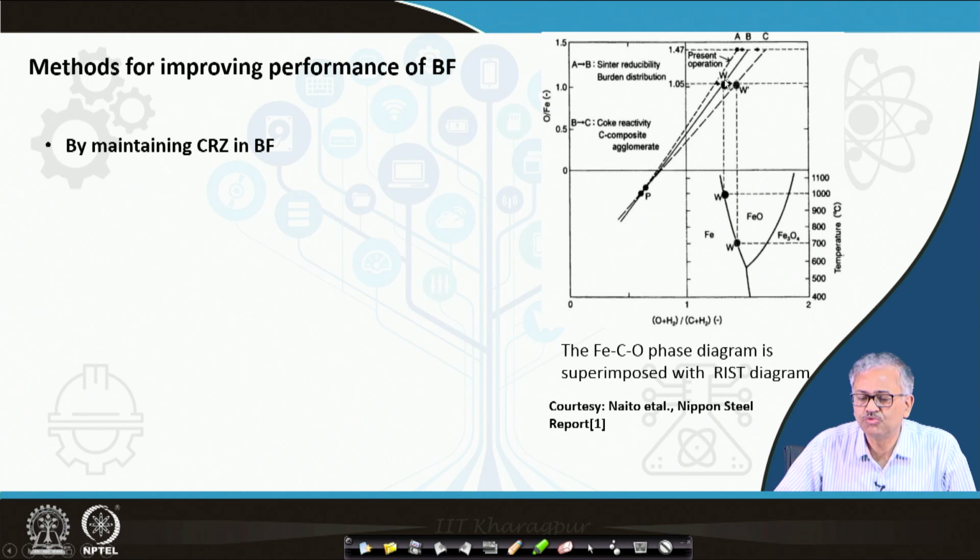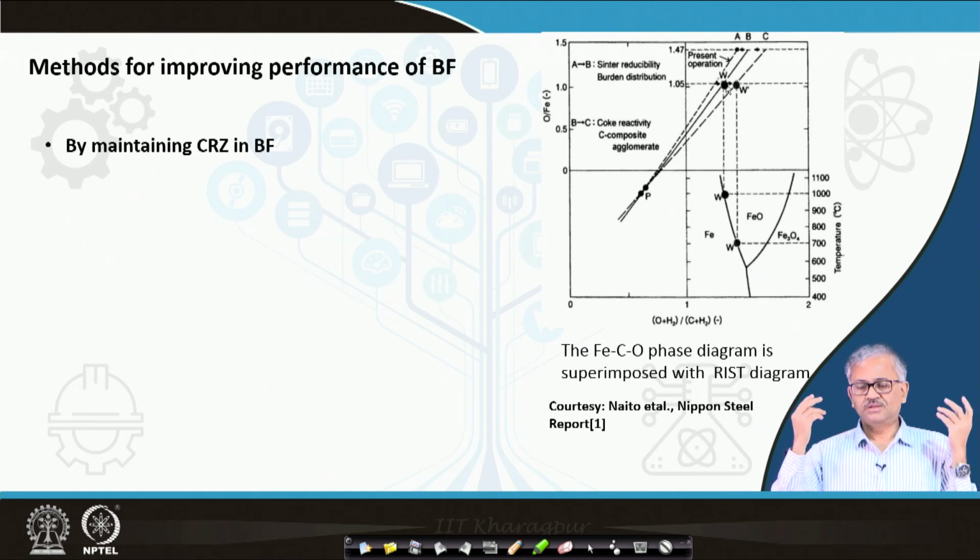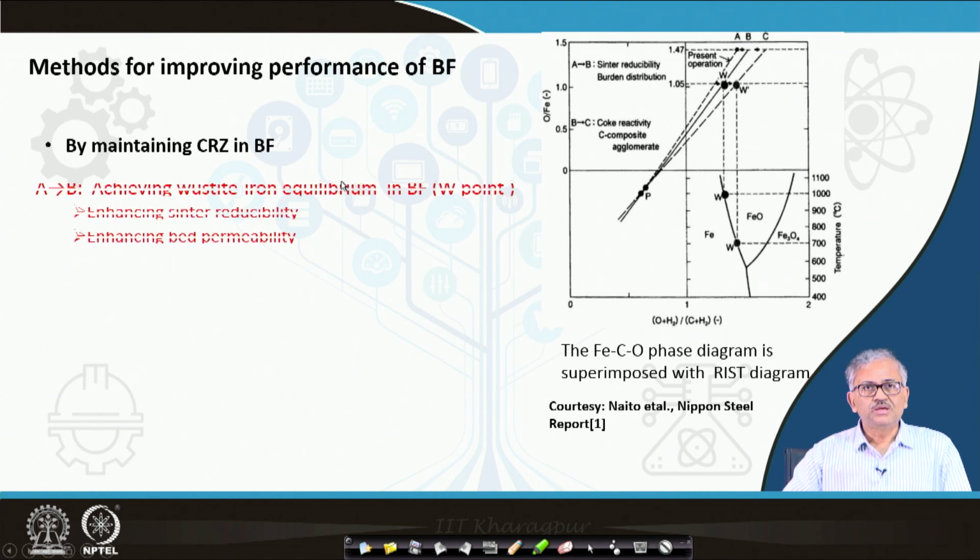So if I can move from A to B, that is, if we can maintain a chemical reserve zone in the blast furnace, then it will be the optimum. Beyond that, we cannot do anything because it is out of our hands. That is how we can achieve the maximum thermodynamic efficiency. So A to B is basically achieving the Wustite-iron equilibrium in the blast furnace, that is the W point.